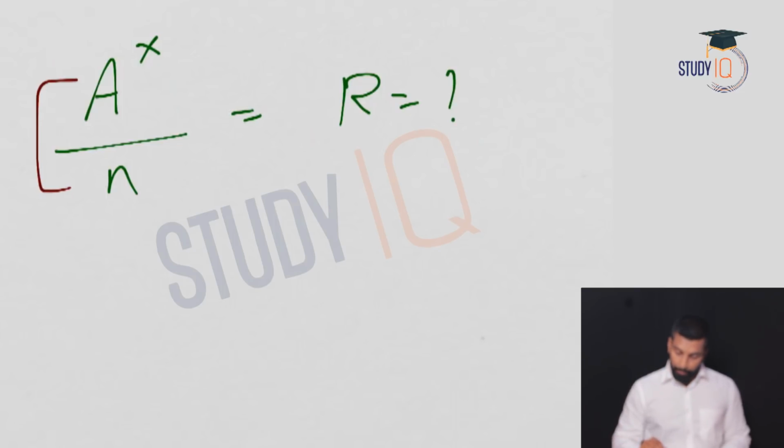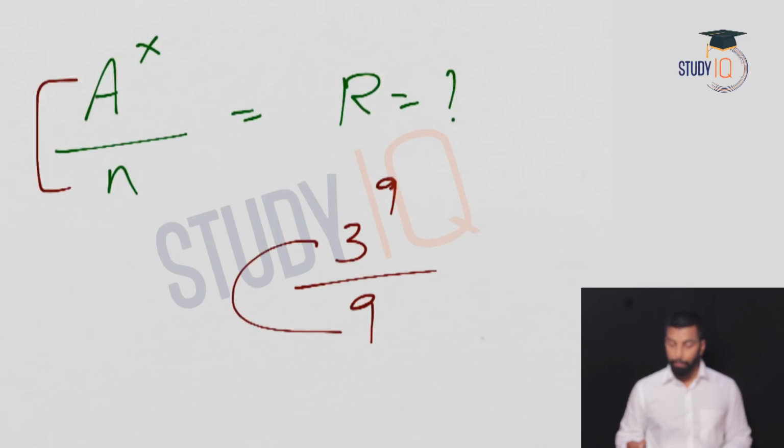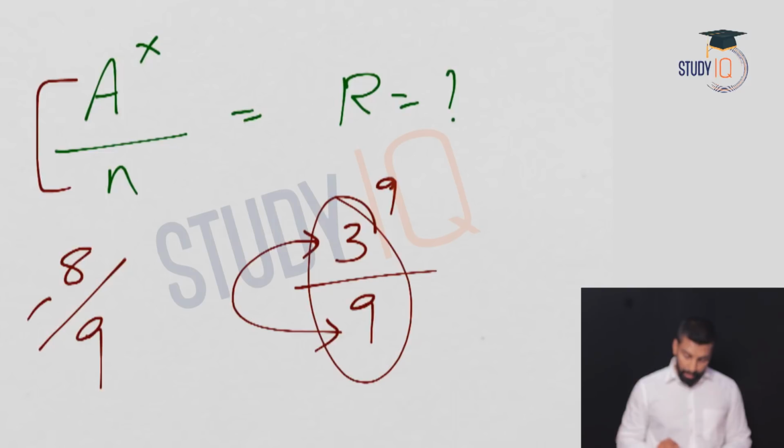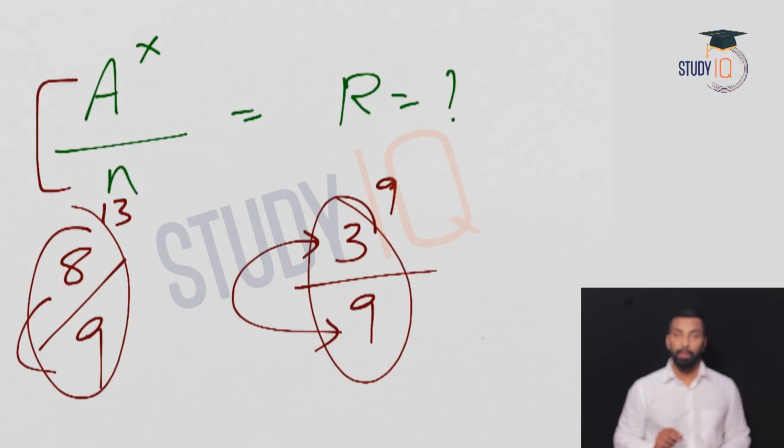See, if I write 3 raised to 9 divided by 9, then this method is not applicable because these two are not coprimes. They have a common factor which is 3. But if I write 8 by 9, these two are coprime numbers. So 8 raised to anything, 13 or something, whatever it is, not a problem. I am looking for these two being coprime numbers. Now how will you know whether they are coprime numbers or not? That is what we are going to discuss.